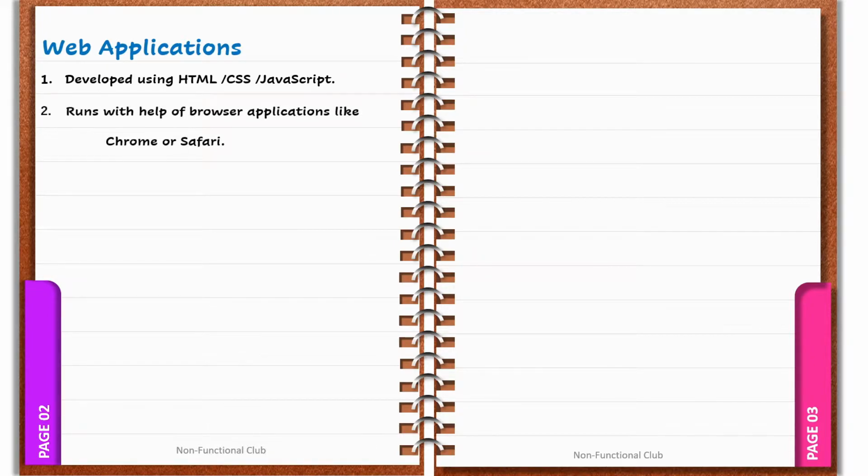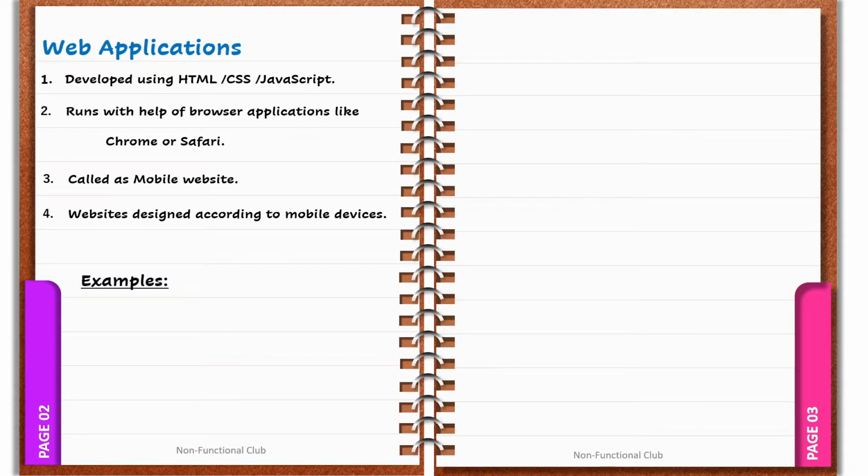Let's start with web applications. These applications are developed using web technologies like HTML, CSS, and JavaScript. These applications need browser to run like Chrome or Safari or Firefox, which are present in mobile devices. So these applications are even called as mobile websites. While designing these websites, different mobile resolutions are considered and also it is developed to be compatible to mobile devices.